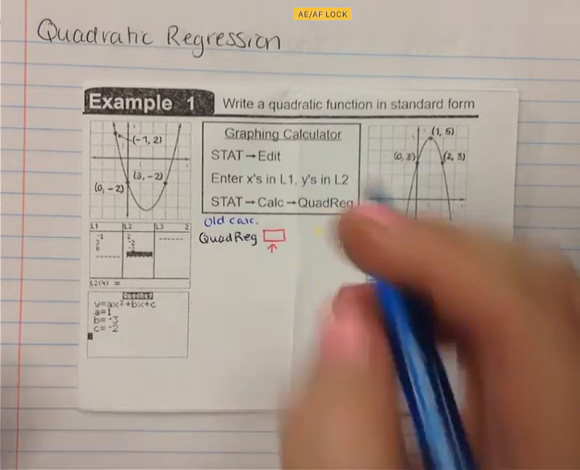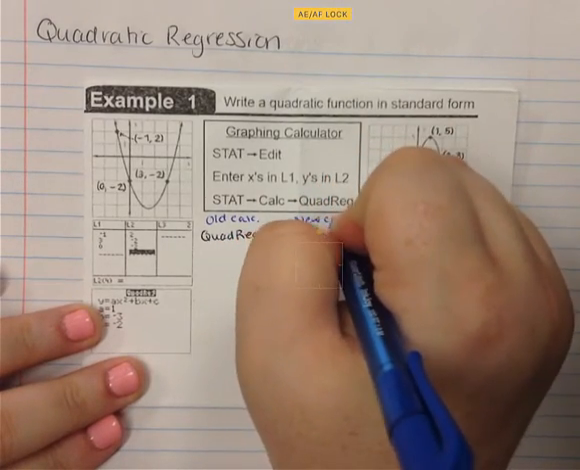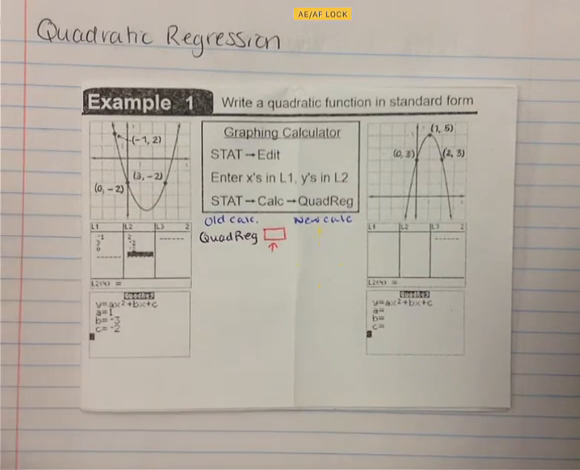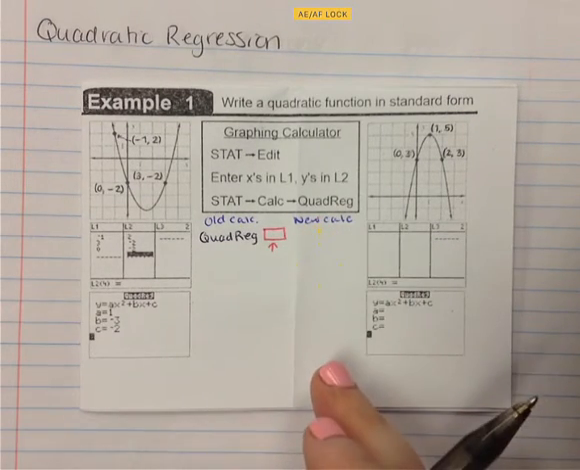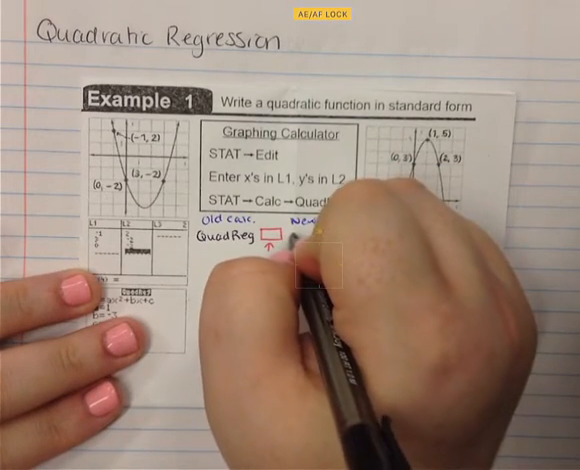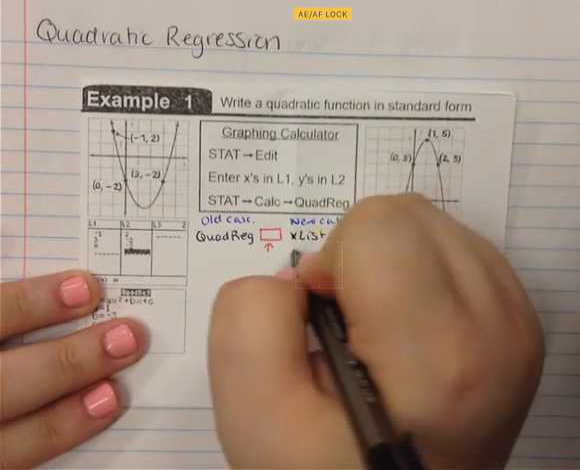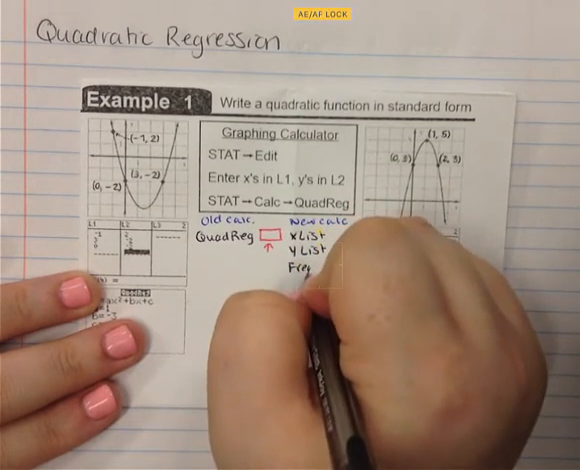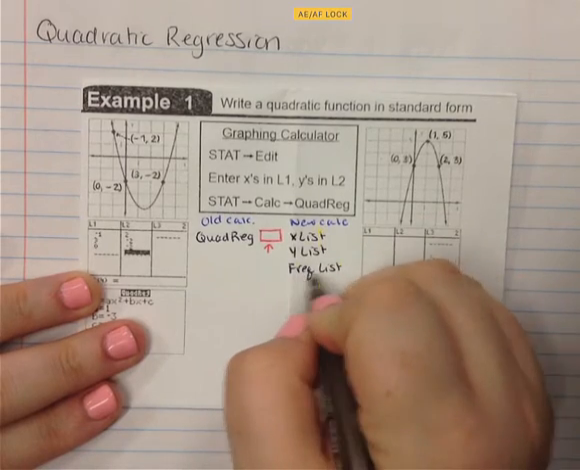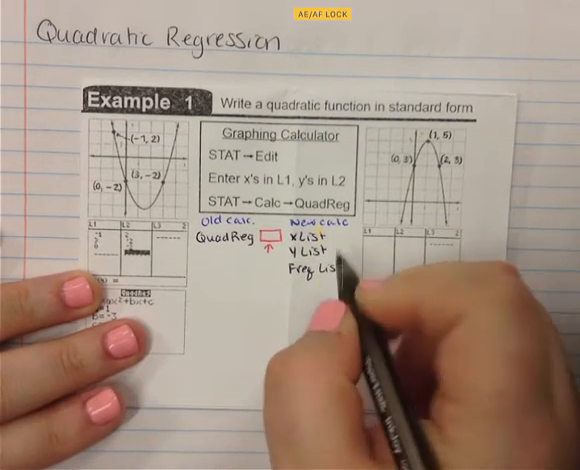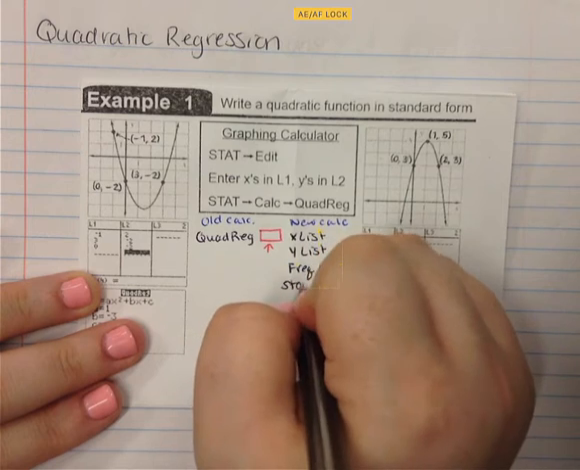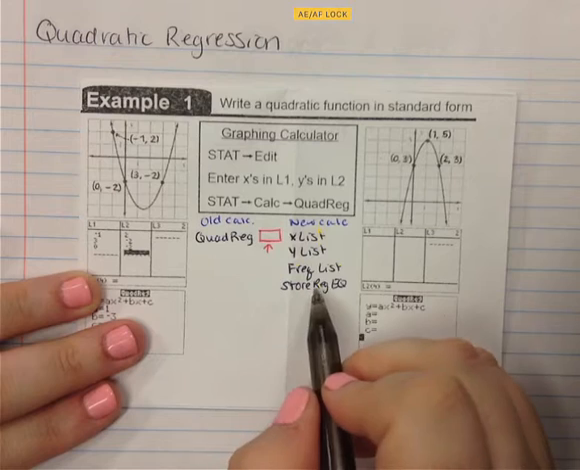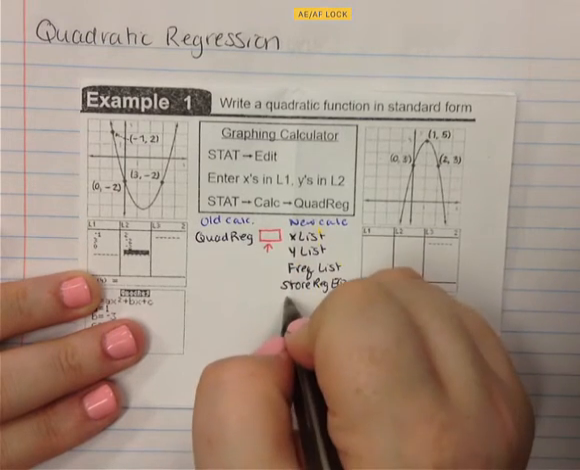Now, in the newer calculators, again, after you press QuadReg, the newer calculators will say something slightly different. It'll come up with a whole list of things. Your calculator will actually say X list, Y list, frequency list, F-R-E-Q list. Then it'll have store RegEQ, so that means store regression equation, and then it'll say calculate.